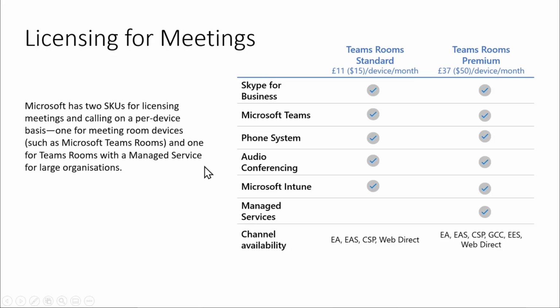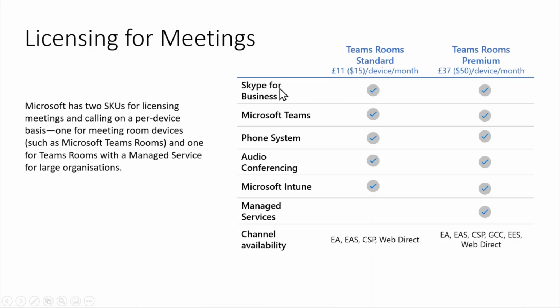There's two options that you have. The first one is standard, Teams Room Standard. It's £11 per device per month. If you're not in the UK, then it is $15 per device per month. And here are a list of the features that you get with the Teams Rooms license, the standard license.